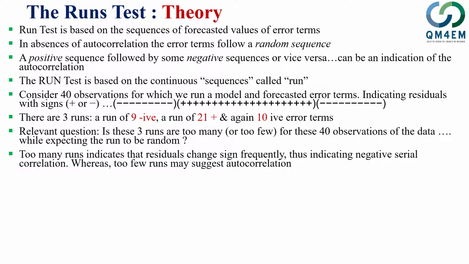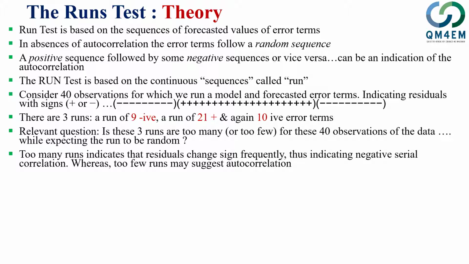So in general, if there are too many runs, this indicates that the residuals change signs frequently, and that's an indication of negative serial correlation. And if there are too few runs, we may suggest that there is positive autocorrelation.